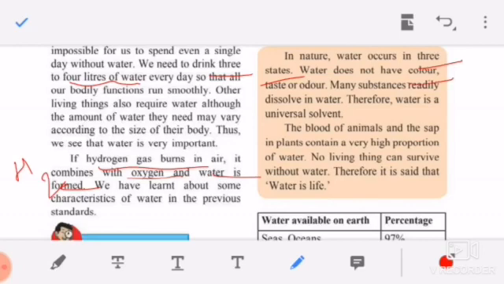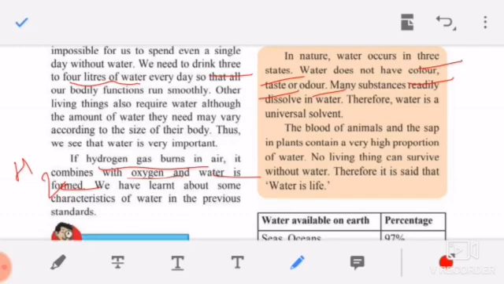Water does not have color. Children, have you seen any color to the water? No, water does not have any color. When you drink it, have you got any taste, pungent or sweet or bitter? No. So water does not have any color, any taste, any odor. Odor means smell. Water does not have any smell. These are all the characteristics of water, children.